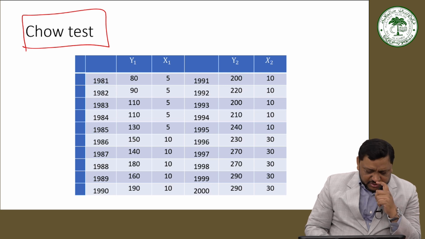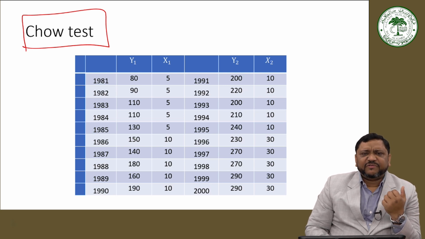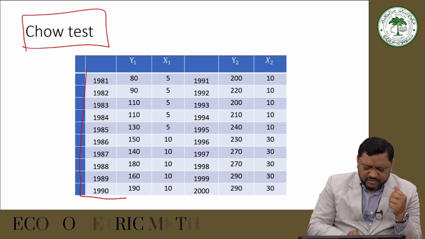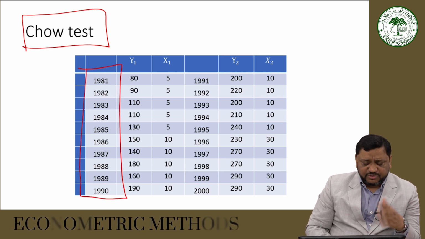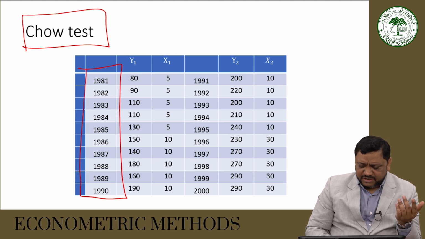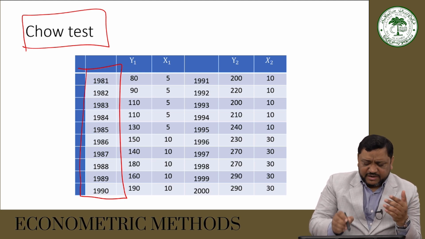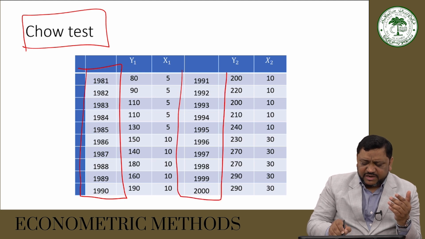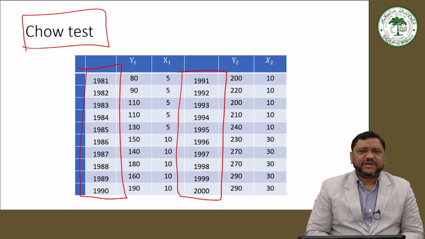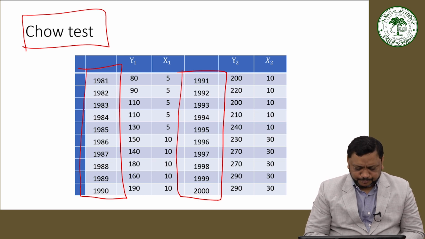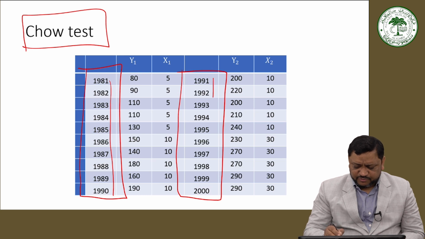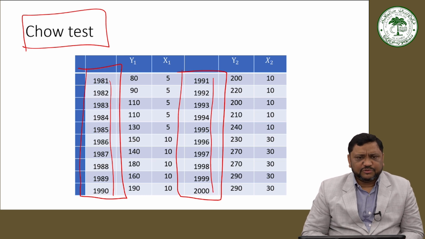Take an example: suppose we want to study the relationship between consumption and income, and we have a series for the period from 1981 to 1990. All of us know that reforms happened in 1991. So we can take another period after 1991, from 1991 to 2000. So we have two sets of series: one for the period 1981 to 1990 and the other from 1991 to 2000.